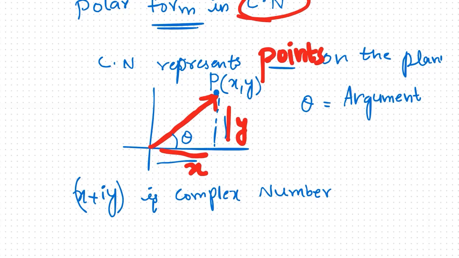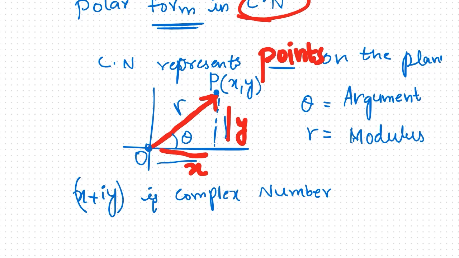And let's say this distance from the origin to P is r. We can say modulus, right? Yeah, r is equal to the modulus of the complex number.